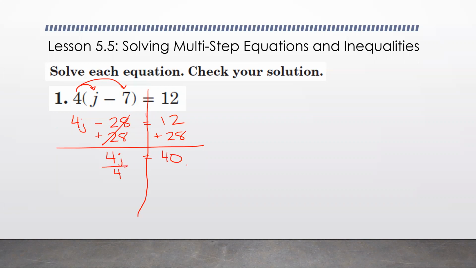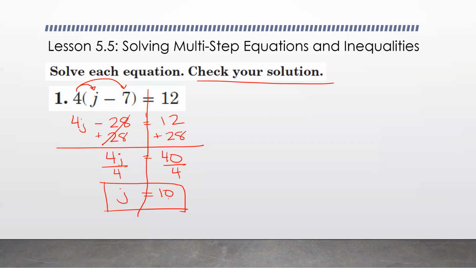Now I divide both sides by 4 because right now j is being multiplied by 4. So I do the inverse and I divide both sides by 4 and j ends up being 10. Now I'm saying that this is my answer. It says to check your solution. So the good thing about equations, you can always double check to see if you're correct.